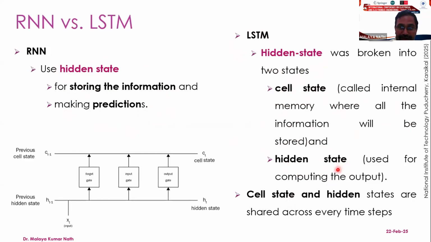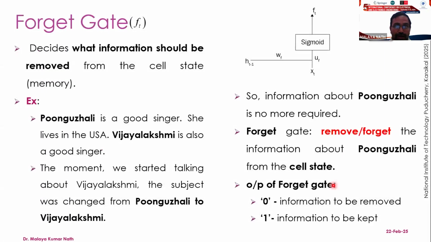Now, what is called the hidden state? It is used for computing the output. The cell state and hidden state are shared across every time step to generate the output. So in a recurrent neural network, only the hidden state is present, whereas in an LSTM network, both the cell state and hidden state are present. The cell state is the internal memory that keeps the information, and the hidden state produces or predicts the output.